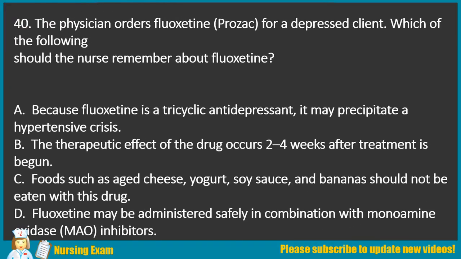Question 40. The physician orders fluoxetine, Prozac, for the depressed client. Which of the following should the nurse remember about fluoxetine? A. Because fluoxetine is a tricyclic antidepressant, it may precipitate a hypertensive crisis. B. The therapeutic effect of the drug occurs 2 to 4 weeks after treatment is begun. C. Foods such as aged cheese, yogurt, soy sauce, and bananas should not be eaten with this drug. D. Fluoxetine may be administered safely in combination with monoamine oxidase, MAO, inhibitors.